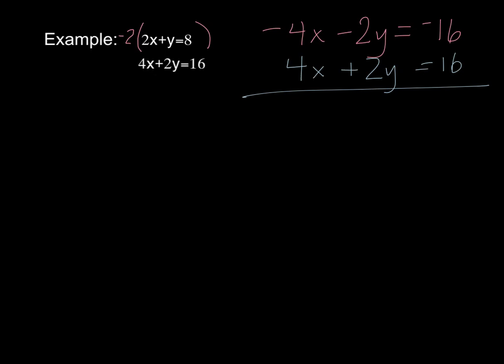And when we add these two equations together, you'll notice that those add to 0, but also those add to 0. So we end up with 0 equals 0. So remember, what this means is that these lines are actually the same exact line, and that there are an infinite number of solutions.